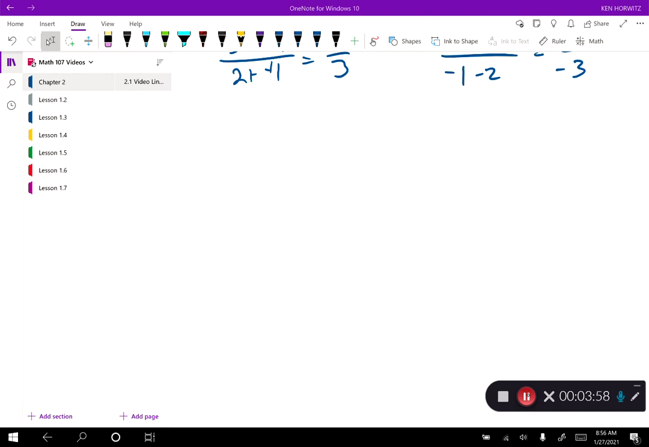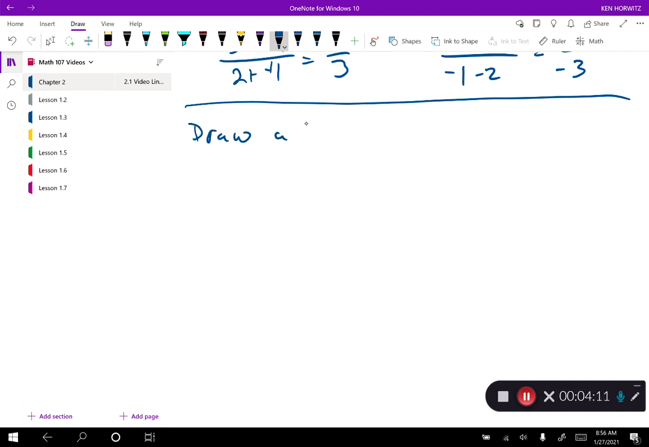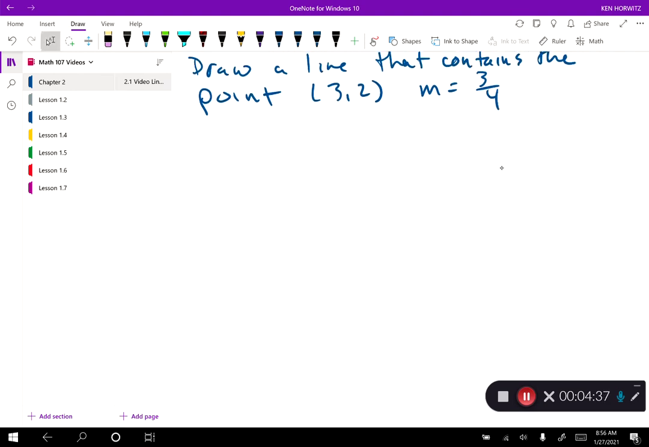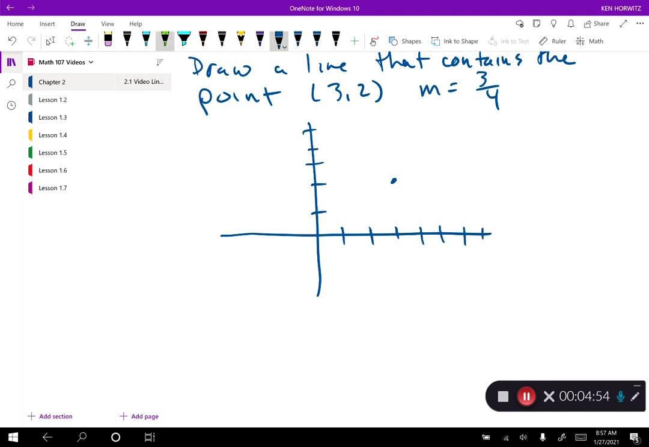One of the really good things is that knowing the slope can help you graph the line. You wouldn't necessarily need to always make a table of values. So if I asked you to draw a line that contains the point (3, 2) and has a slope of 3/4, we can go right to the graph and say 1, 2, 3, 1, 2, and put a point there. With a slope of 3/4, I'm going to rise 3, and I'll do this in green, it's imaginary, I'm rising 3 and running to the right 4.